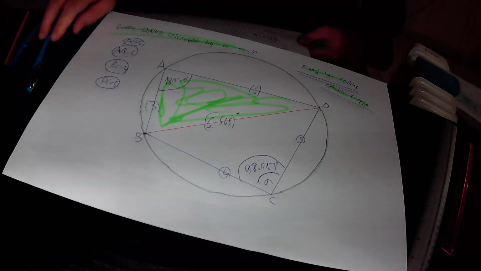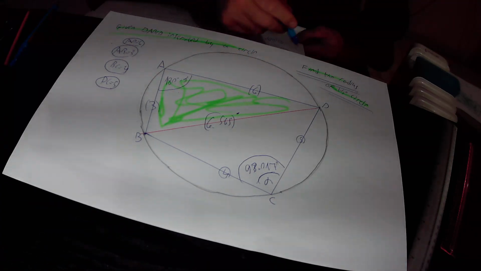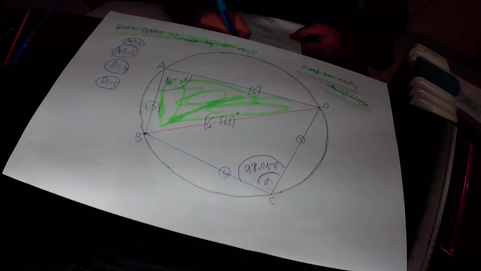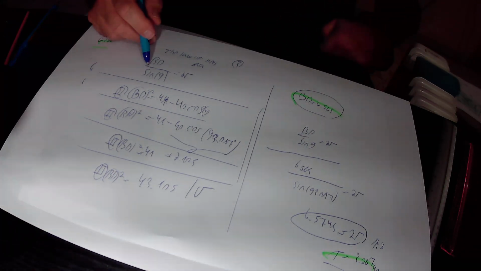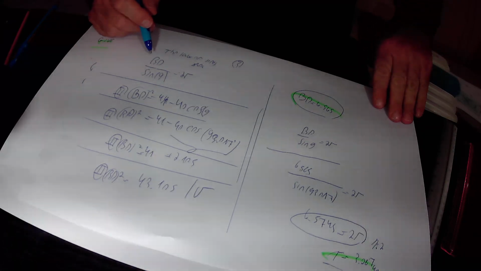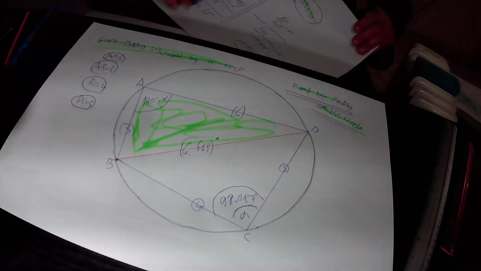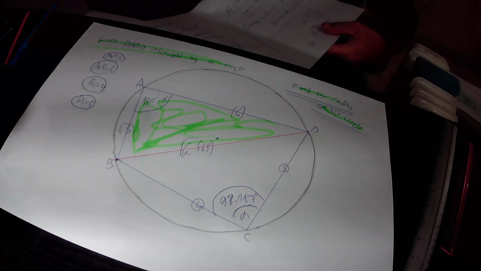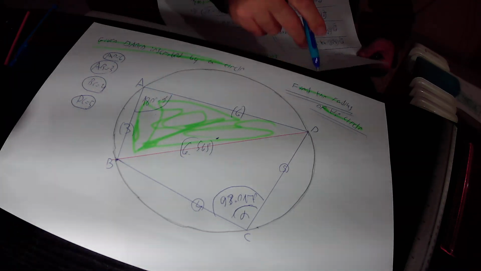According to the law of sines, in this triangle BDC, the following equation holds: BD over sin alpha equals 2R. So first of all, we have to find out the value of BD itself.